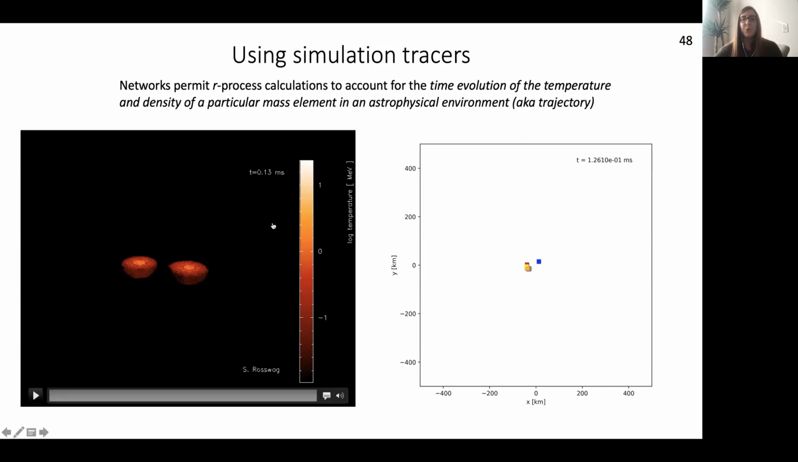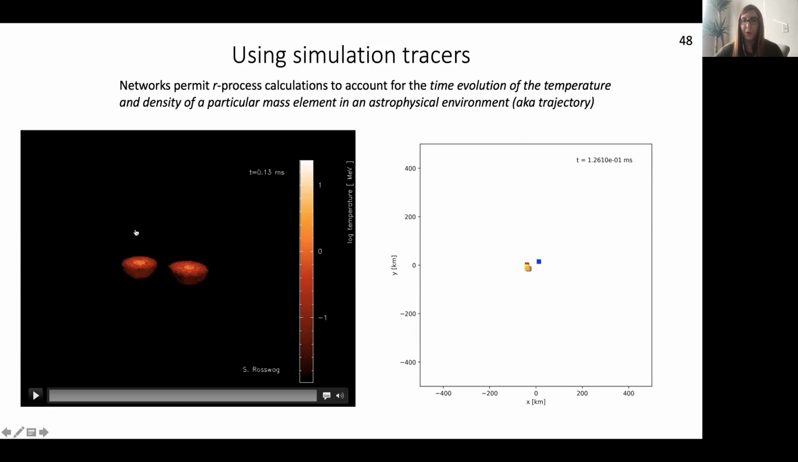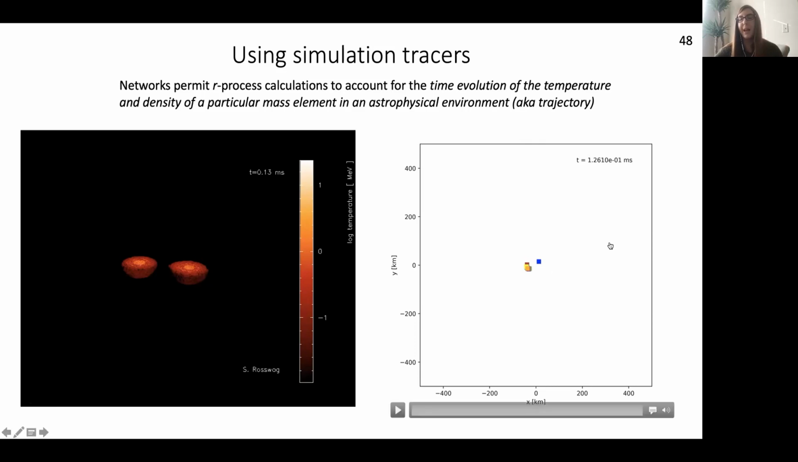Okay, so what you're going to see here on the left is a simulation of a neutron star merger. And on the right, an overhead view of the trajectories that we're able to get. They're going to have tracer particles within the simulation, which log the temperature and density of this particular mass element. And then we use them later in the r process. But let's first look at how this evolves.